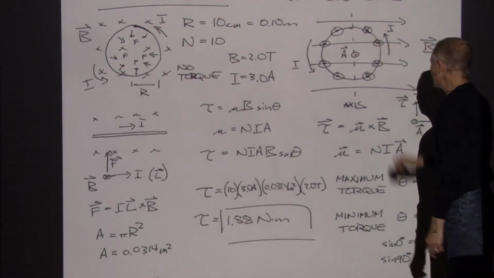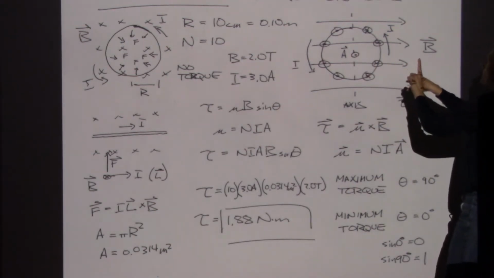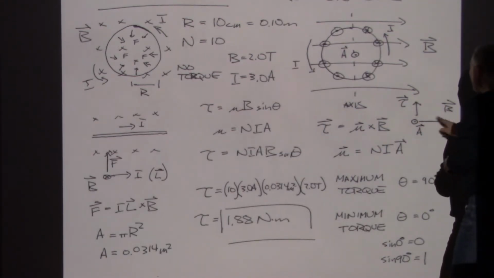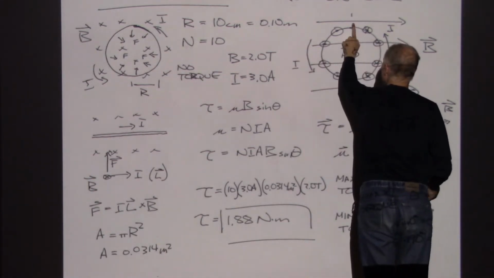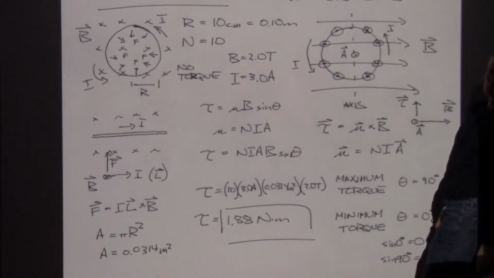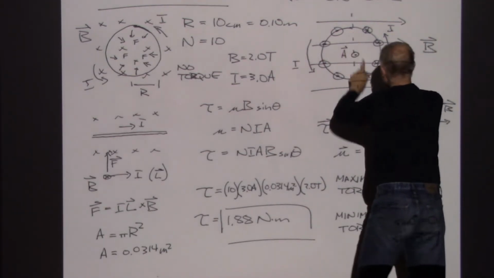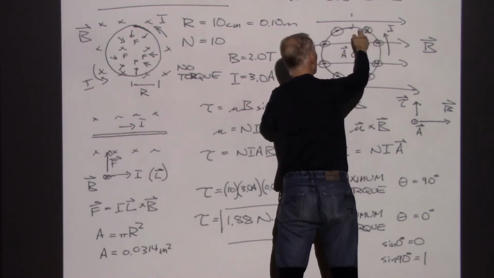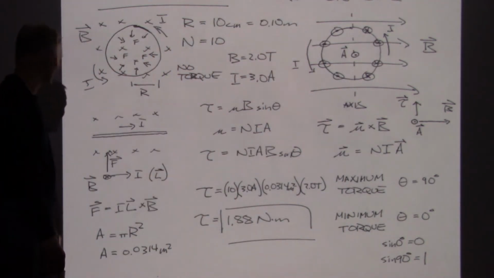So here's my area vector that's perpendicular. And these two vectors right now are at 90 degrees. That's going to give me maximum torque. Okay, so B is to the right, area is coming out of the page. A cross B is going to give me a torque that's vertical. And if you remember from chapters 10 and 11, back in Physics 3A, a torque in this direction tends to rotate the object around this axis. So that's what we're ending up with, and that's our electric motor.